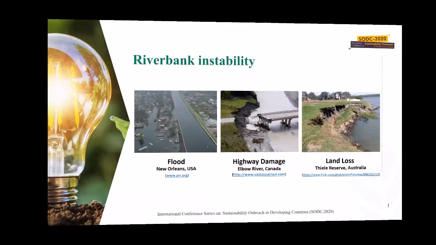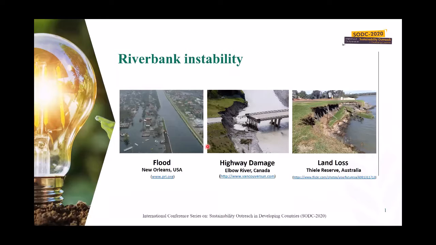Here we can see some examples of riverbank instability. For example, in this photo, we can see that the riverbank has a failure and caused flood, which can be an environmental disaster. And here the riverbank instability caused failure and also damage to the highway. And in this photo, we can see a riverbank failure that caused land loss.